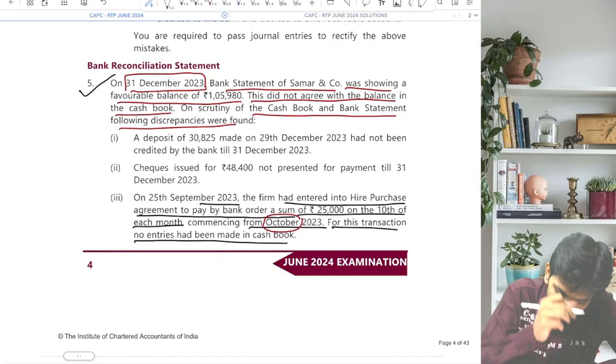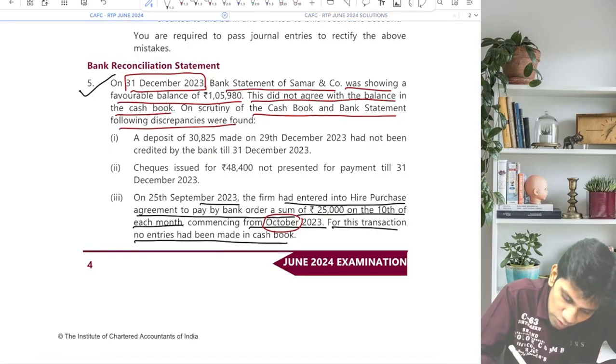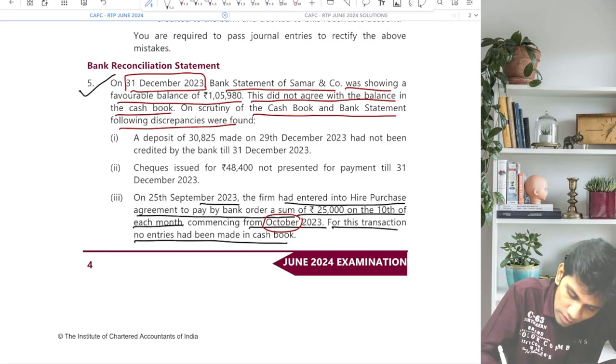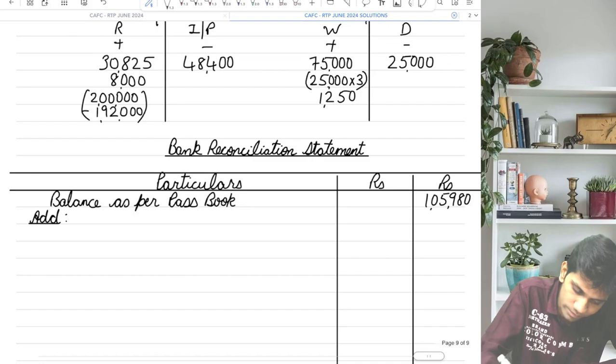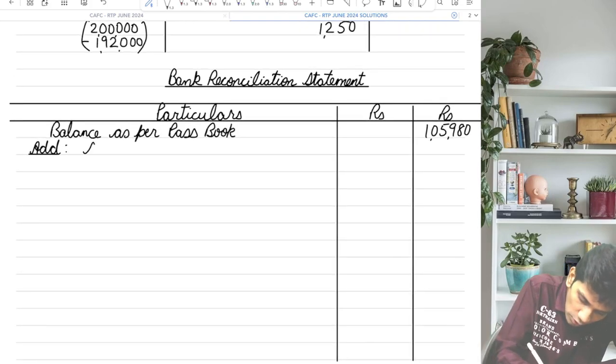3825, which is the transaction 30. So a deposit of 3825 not been credited by bank. So we can write check deposited but not credited.